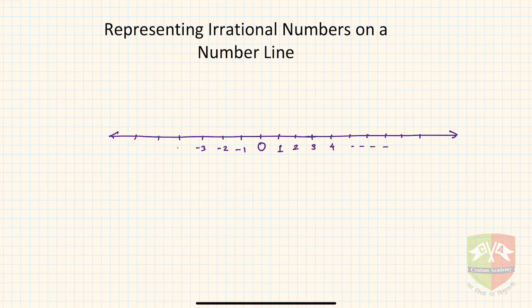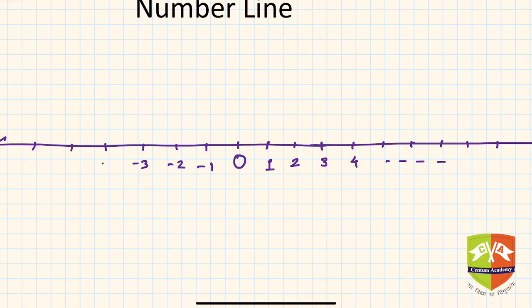Now if I have to represent 0.5, where would 0.5 be? You know it's very easy. 0.5 is nothing but between 0 and 1, exactly at the middle point. So this might be 0.5.